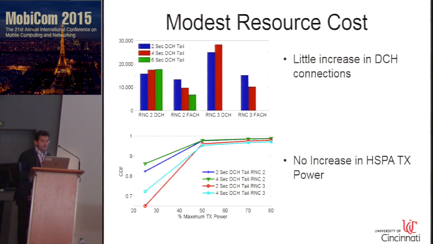The increased DCH connections also caused little increase in downlink power within the test area. This is shown with the cumulative distribution function on the lower left. So for HSPA networks, when the base station transmission power is exhausted, no additional connections can be supported, and connections are blocked. Any increase in transmission power decreases network capacity. This is an encouraging result.